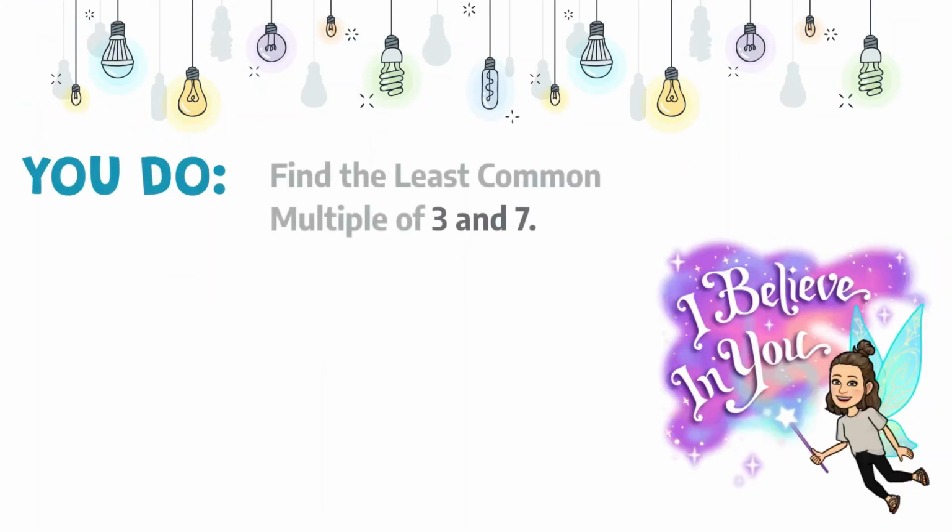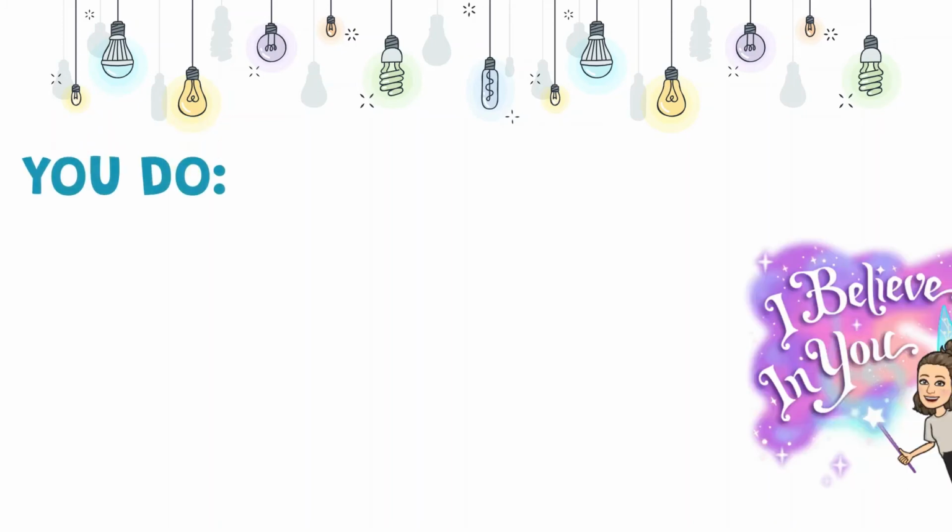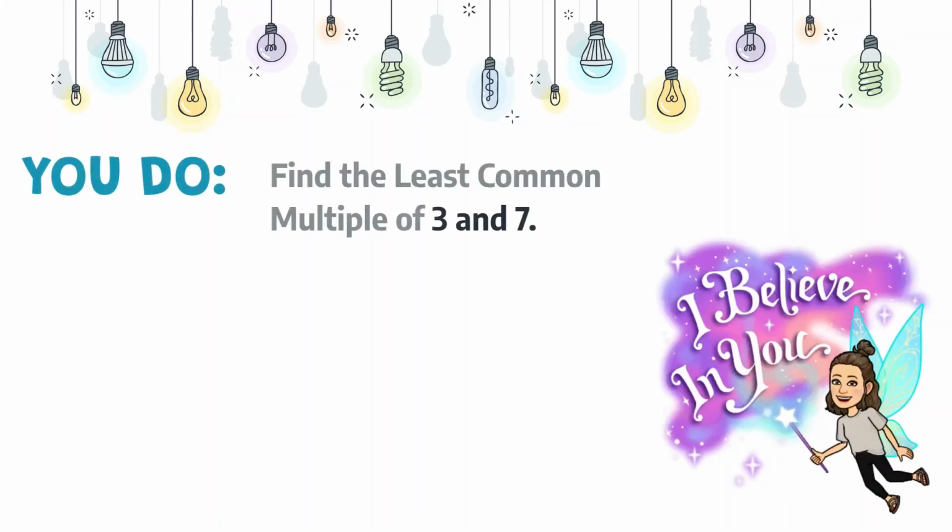Try one on your own to see if you've got it. Use whatever strategy works for you. Pause the video to identify the least common multiple of 3 and 7.